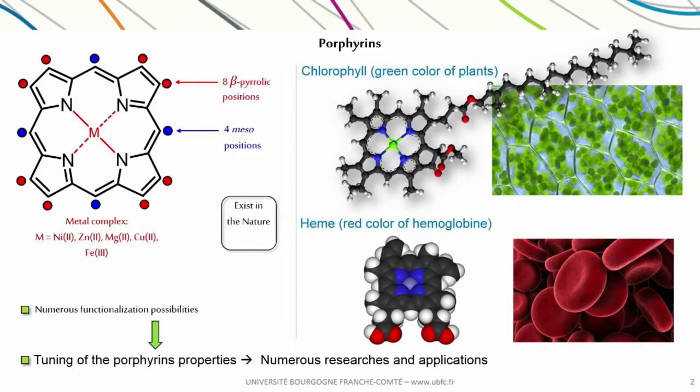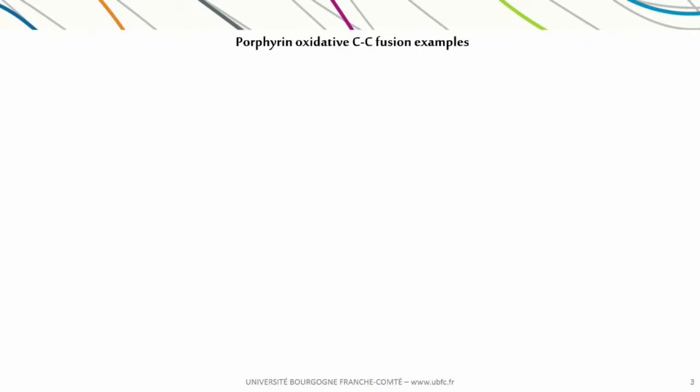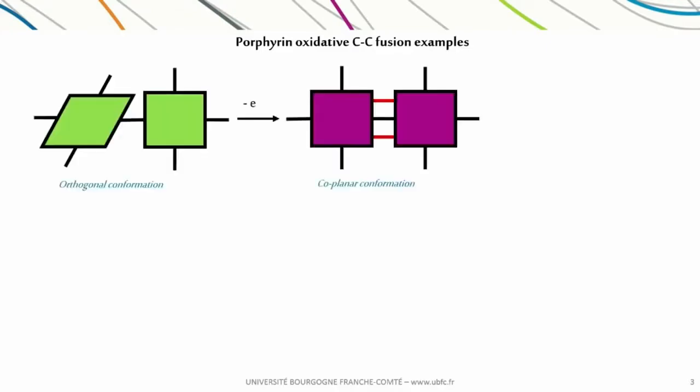functionalizations exist around this macrocycle, as you can see here, for example. And so the interest is to tune the porphyrin properties thanks to this functionalization around the macrocycle. And numerous researches are done for this purpose, and also several applications are currently developed.